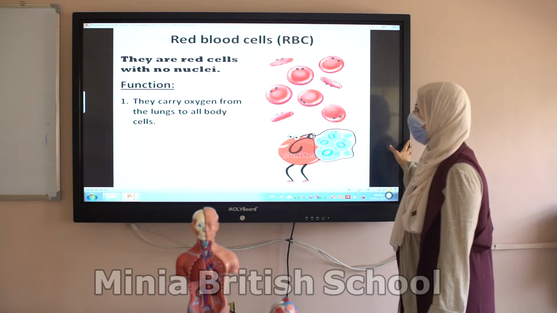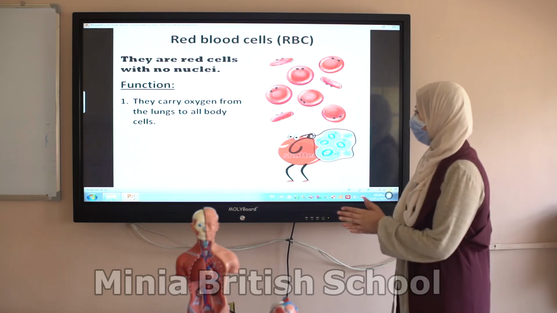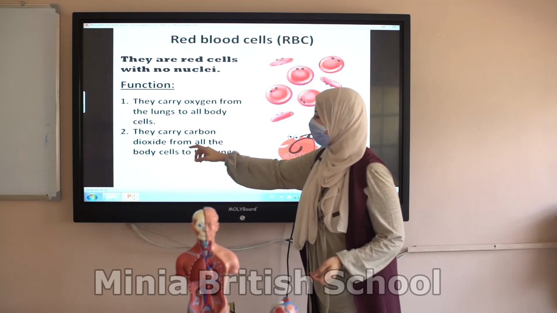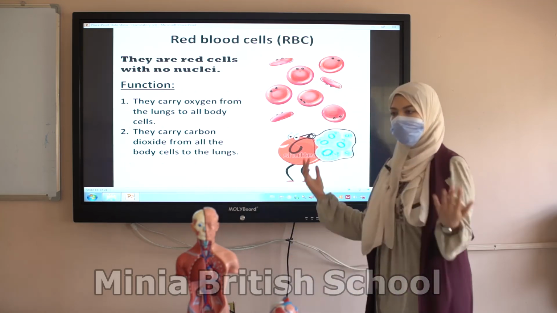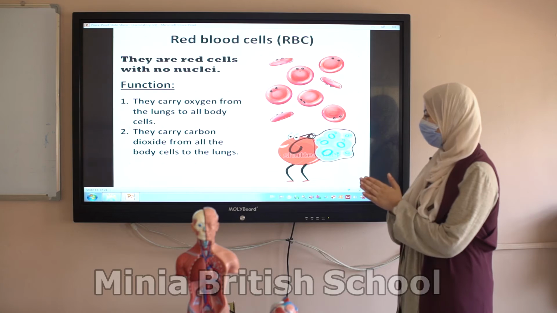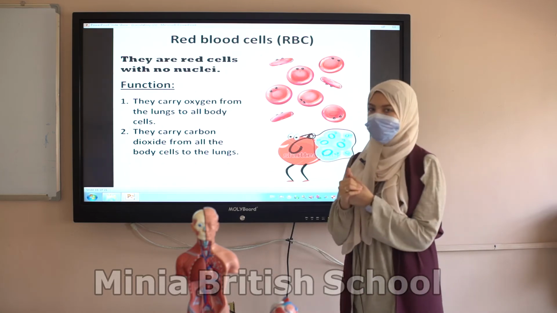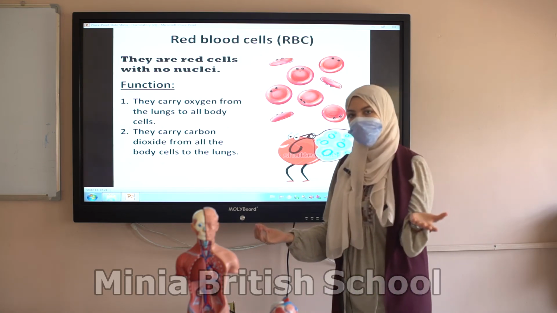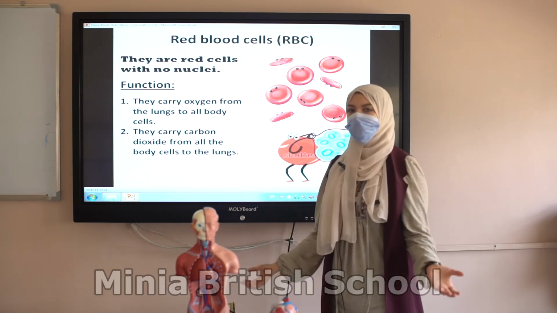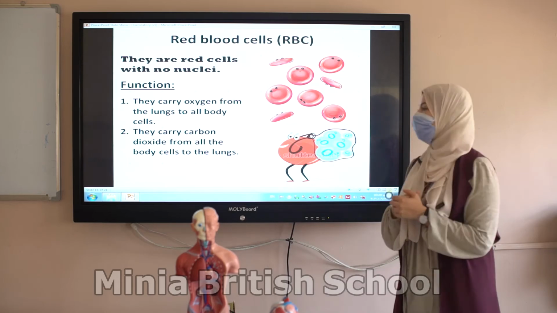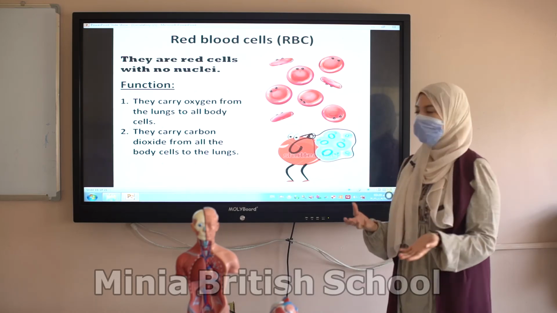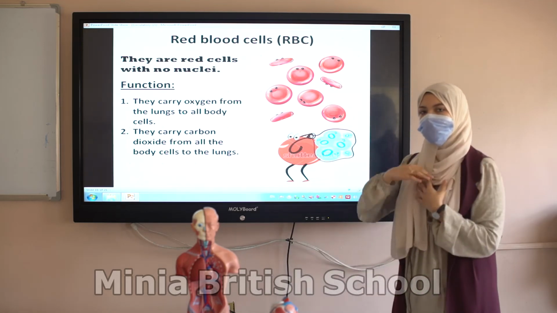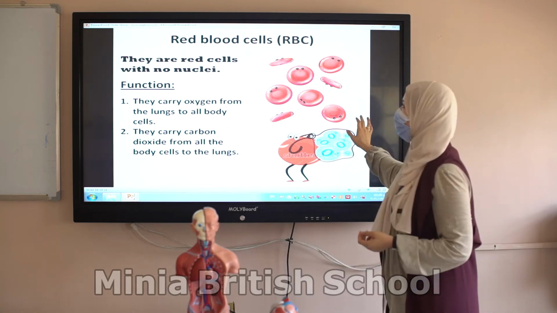What is the function of the red blood cells? They carry oxygen from the lungs to all the body cells and return the carbon dioxide from all the body to the lungs. Why? To get rid of it through exhalation. So the red blood cells carry oxygen from the lungs to all the body cells to give you energy and the ability to do work. But they carry the carbon dioxide from the body cells to the lungs to get rid of it through exhalation.